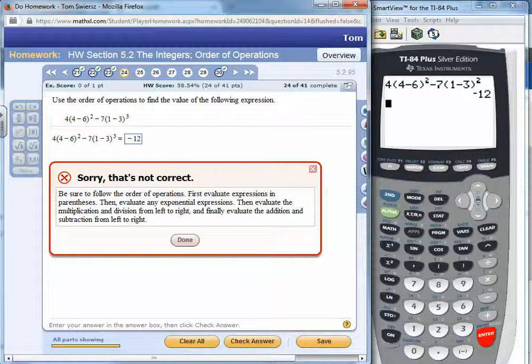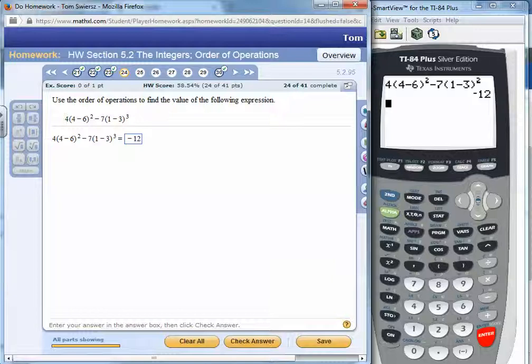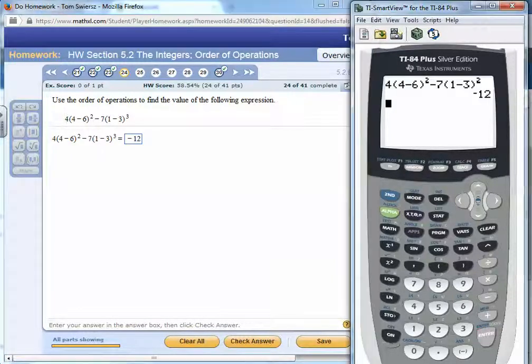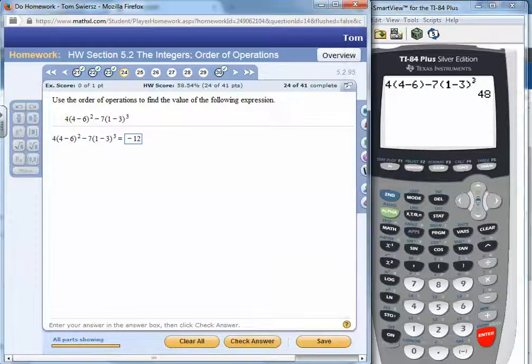Whoa, okay. Why did I get it wrong? 1 minus 3, quantity cubed. So I put in a square. So it's 4 times 4 minus 6. And then it's minus 7 times 1 subtract 3. And it's to the third power. Okay, I had the squared power, so now we get a positive 48.